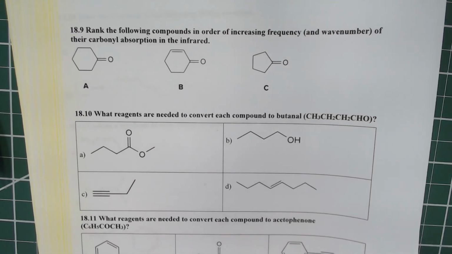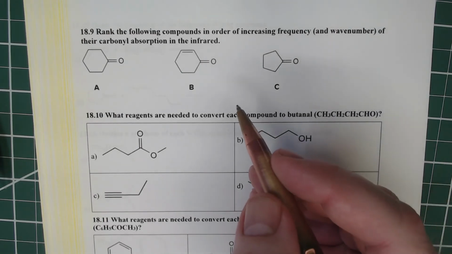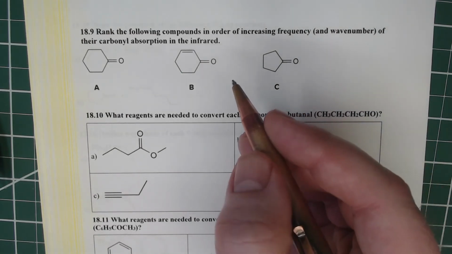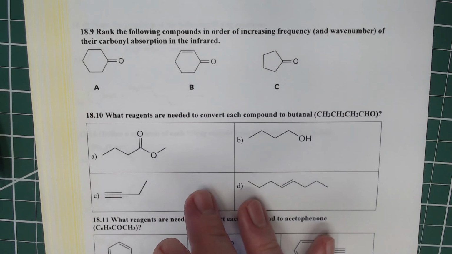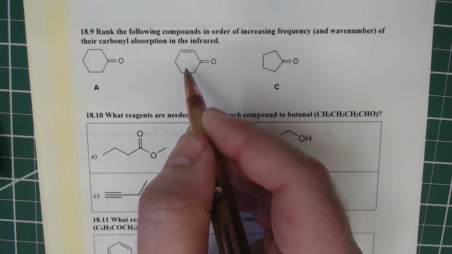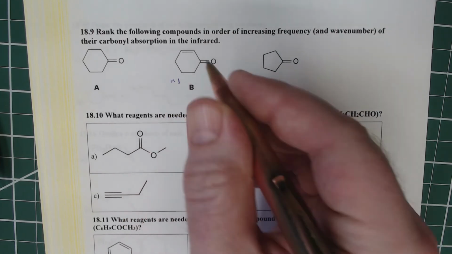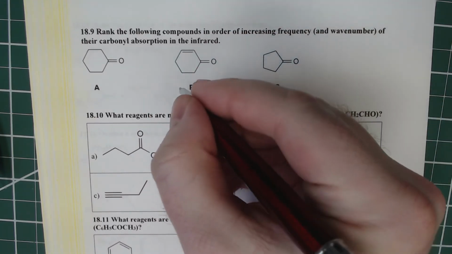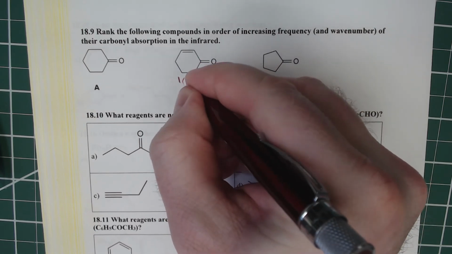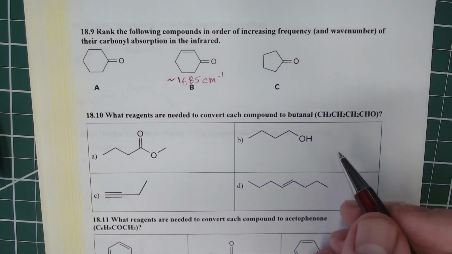Let's look at number 9. We'll switch over here to number 9. And we want to rank these in order of increasing frequency. Well, we just did a couple of these, and so we can actually label these with the correct numbers. But the one that's going to have the lowest number is going to be this one because it's conjugated. And we saw a minute ago that this one was at approximately 1685 reciprocal centimeters. So that's approximate.